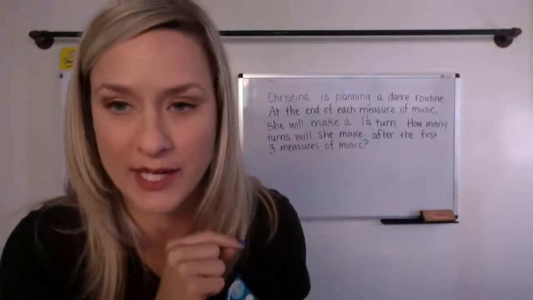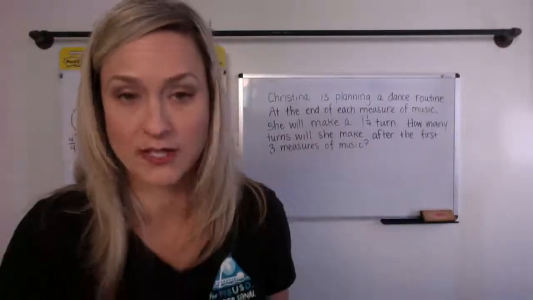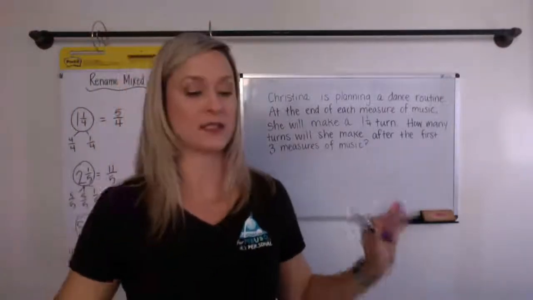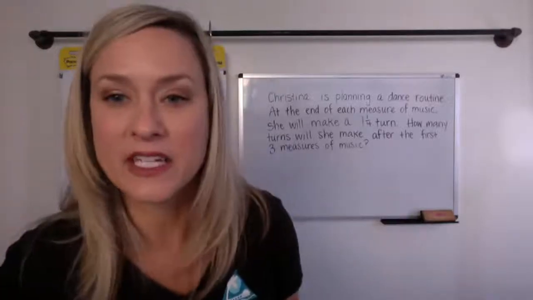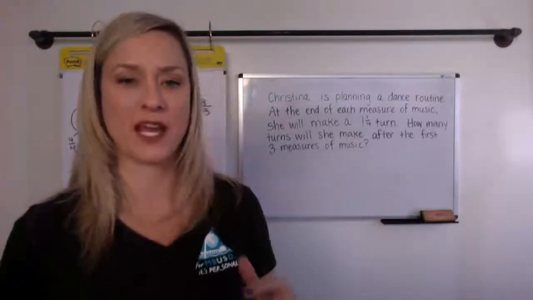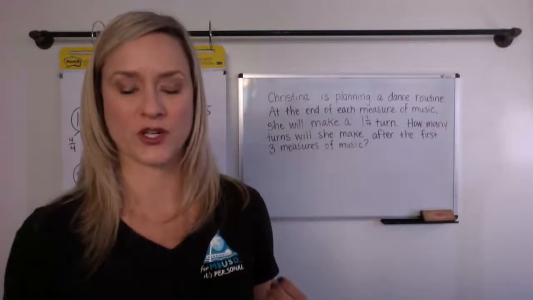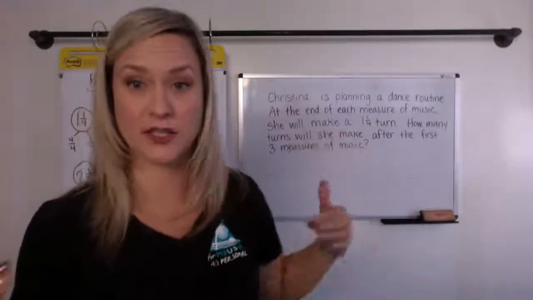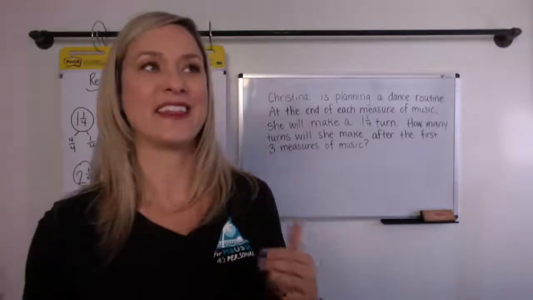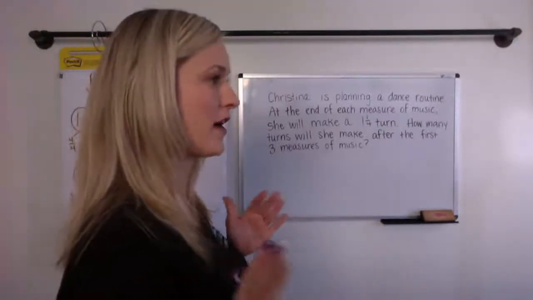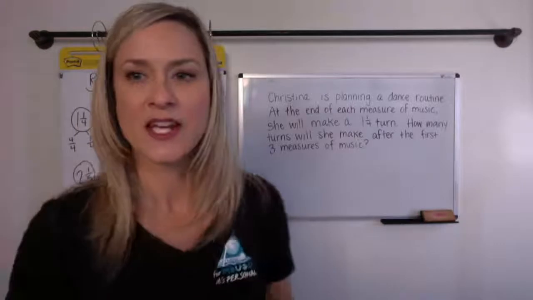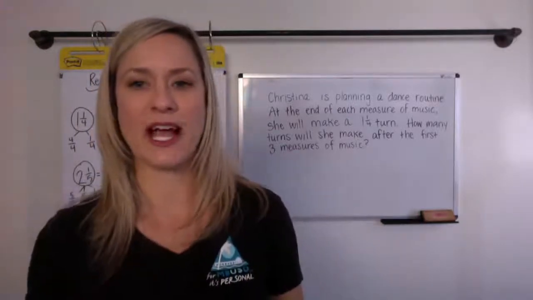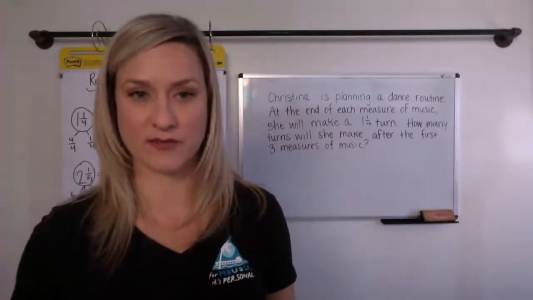Christina is planning a dance routine. All right, Christina, dancing. Got it. At the end of each measure of music, she will make a 1 1/4 turn. So she's going to turn all the way around, so like 360 degrees if you're a skateboarder, right? And then she's going to turn a fourth of the circle more. How many turns will she make after the first 3 measures of music?